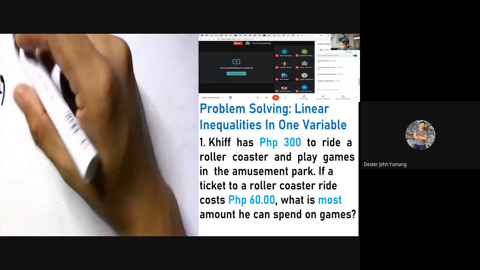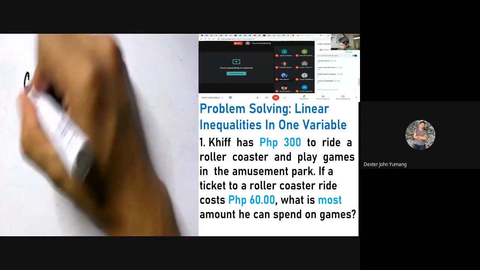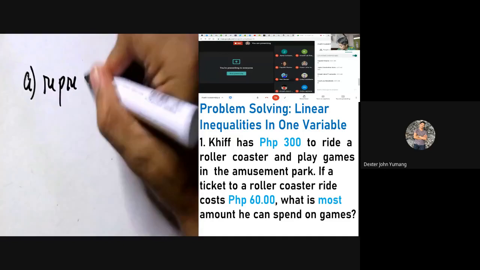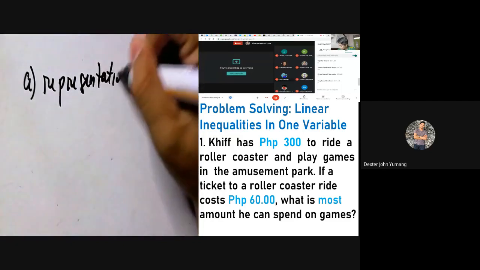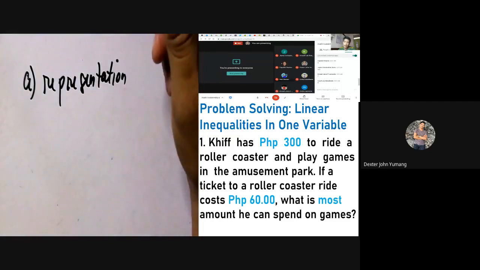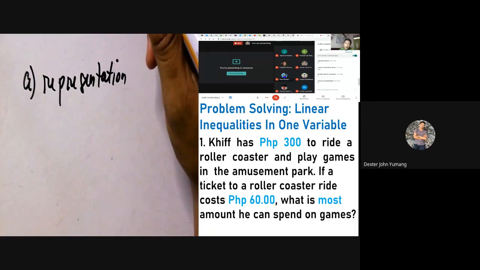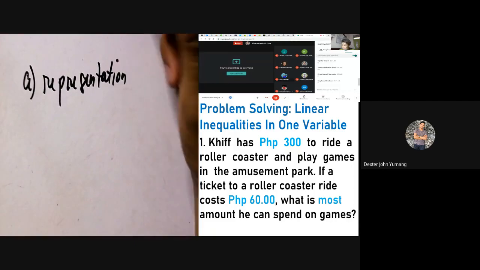For letter A, representation. Okay, for letter A, we all know that Keith has 300 pesos, tama? As it was mentioned in the problem. And we also know that the roller coaster costs 60 pesos per ticket. But what we don't know is the amount of money Keith can spend on games. Kasi yan yung question. What is the most amount he can spend on games? And that is now our representation.